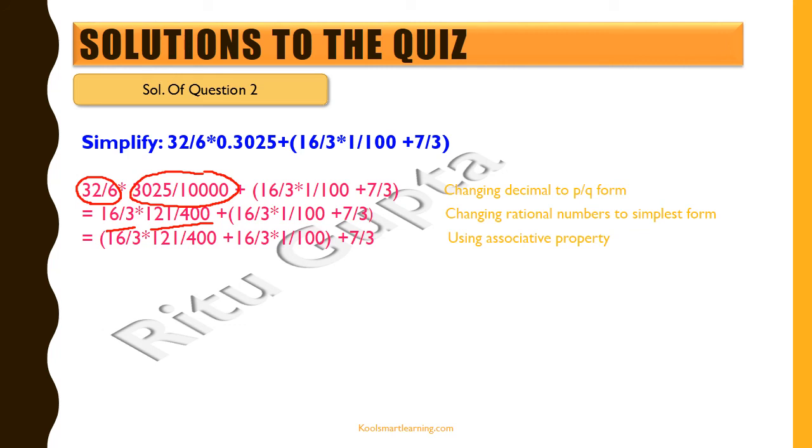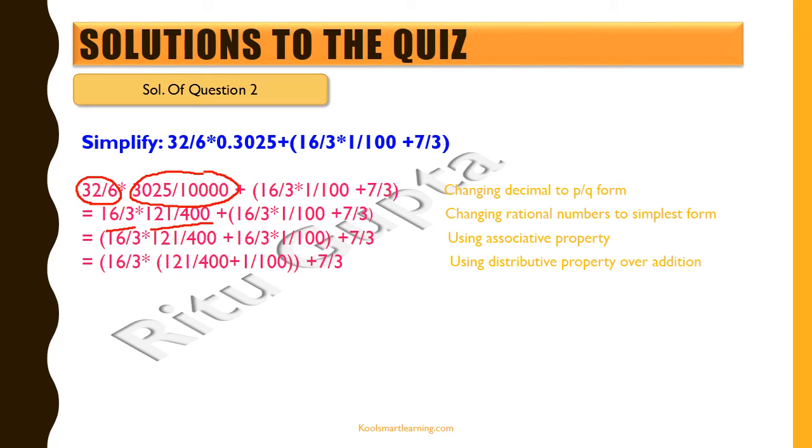The reason is that we see 16 by 3 as the common thing in both these terms. So if we are trying to bring them together, we can take out 16 by 3 as the common factor and then simplify the remaining part of it. So that is the reason why we are trying to use the associative property here.